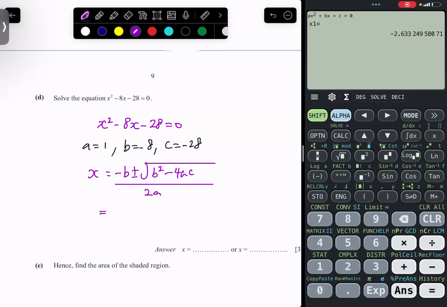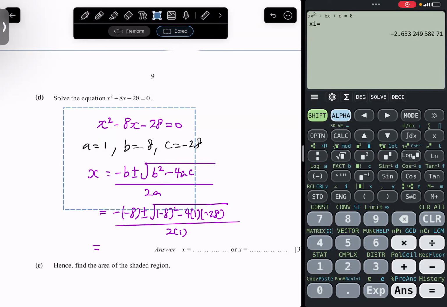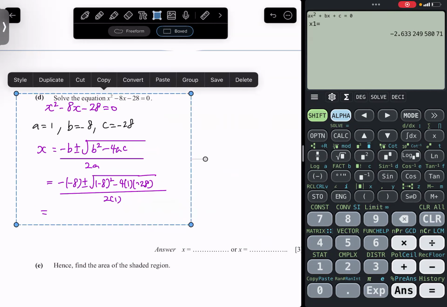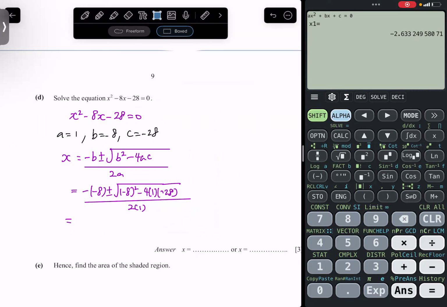Now, you get 1 mark if you substitute this portion correctly into the right formula. Negative 8 squared minus 4, 1, negative 28 over 2 bracket 1. Now you don't actually need to key all this into your calculator. Why key so many things? You will tend to make mistakes. So instead, just use the calculator, right?